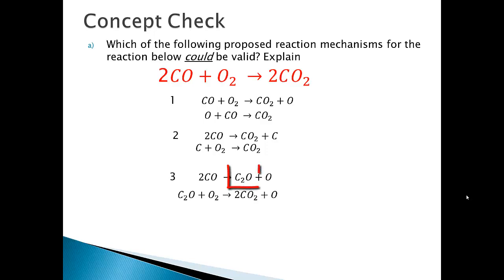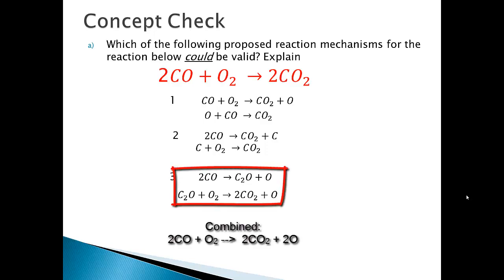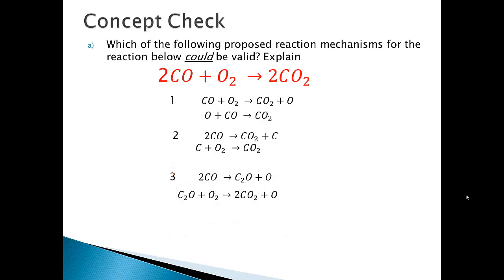and I'm not sure if C2O would have a particularly stable Lewis structure. And the other thing is, if we were to combine those two elementary steps, I think that we wouldn't arrive at the overall reaction, because it looks like we've got 2 oxygen atoms there on the right hand side that aren't accounted for. They're not going to be able to be cancelled out with anything on the left hand side.